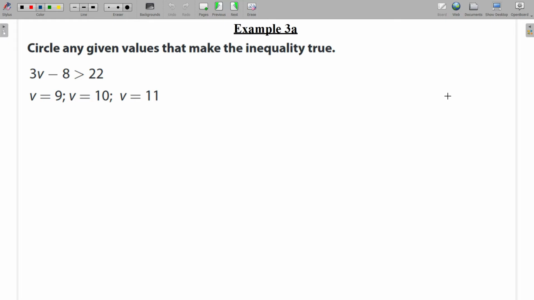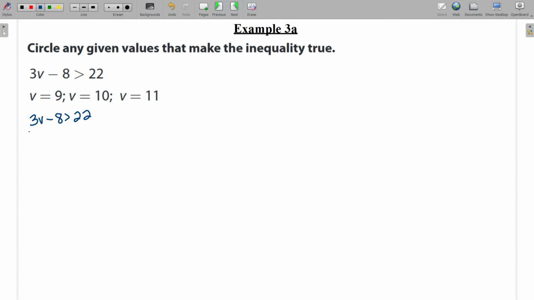Example 3a. Circle any given values that make the inequality true. And in this problem, we're given the inequality 3v minus 8 greater than 22, and we're given some values for v. v equals 9, v equals 10, and v equals 11. And we're asked to circle any values of v that we have there given to us that make that inequality a true statement. So what we're going to do is first start off with writing our inequality, 3v minus 8 greater than 22.